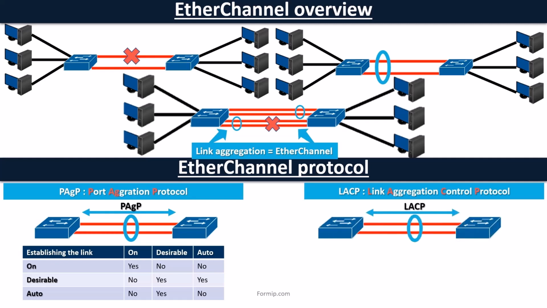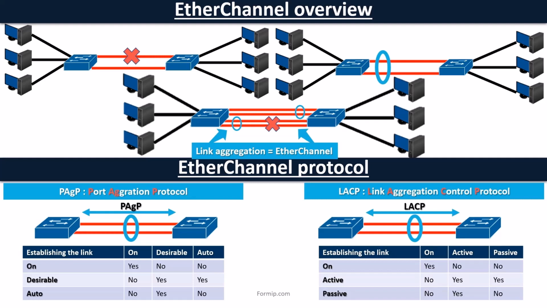And LACP is a standard protocol that can communicate with different vendors. It also uses 3 statuses in its configuration. The on status is to declare an active aggregation. The active mode is identical to the desirable mode of PAgP, and the passive mode corresponds to the auto mode of PAgP. That is to say that there too, it will wait for the negotiation to become an aggregation. The compatibility of the different modes is identical to the PAgP protocol.